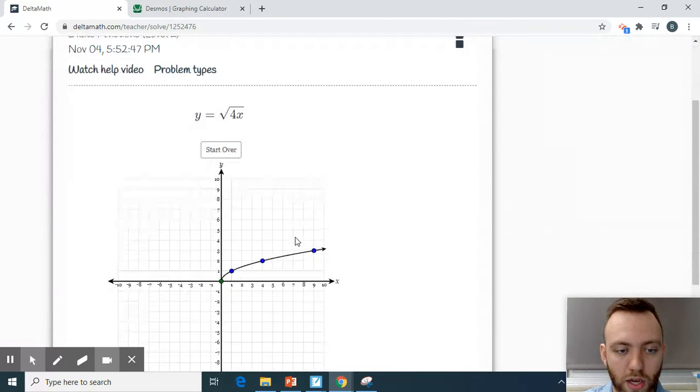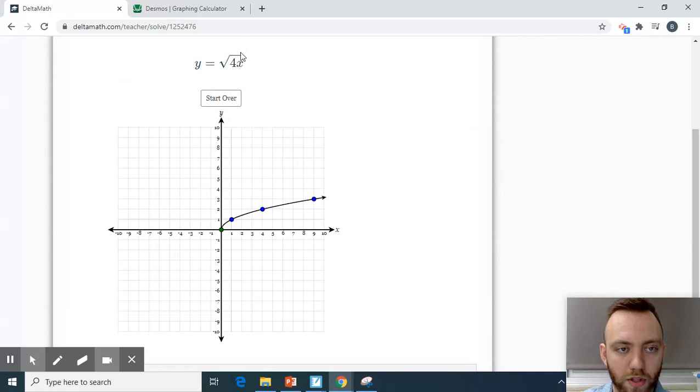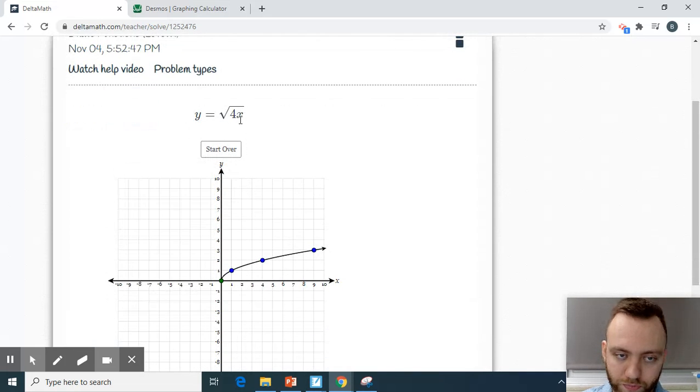Let's do maybe another one. So again, the square root of 4x, now we're inside with the x, right? And what this really means is we're going to move on the x's left and right, but we're not going to multiply it by 4, we're going to multiply it by 1/4. And if we multiply 4 by 1/4, that's going to be 1.